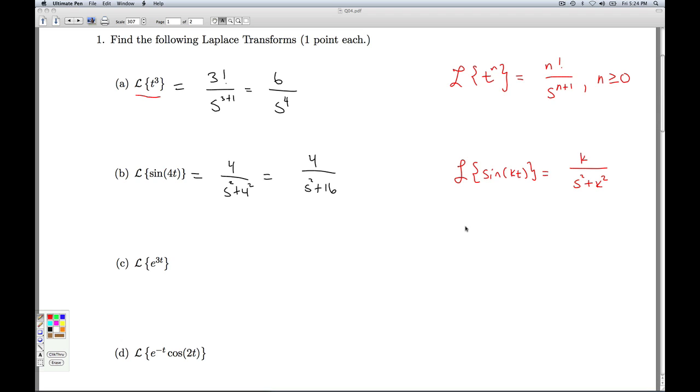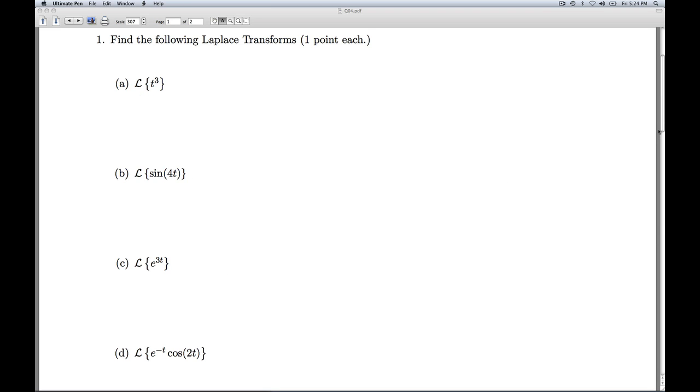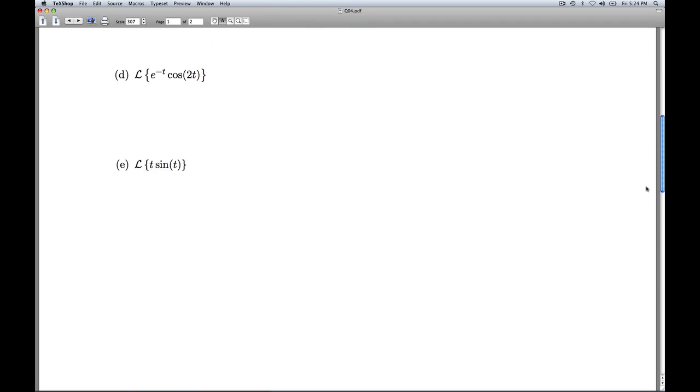Part C, we're looking for the Laplace transform of e to the at, and that is 1 over s minus a. Here a equals 3, so this is 1 over s minus 3. So those cover some of the basic formulas. Now, as we get into parts D and E, we're going to have to use some of these other properties.